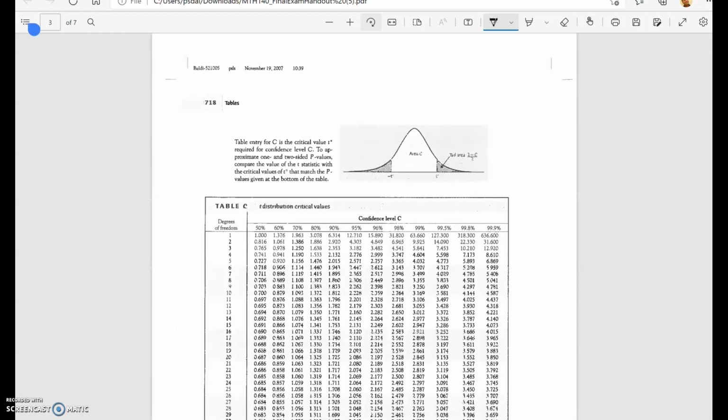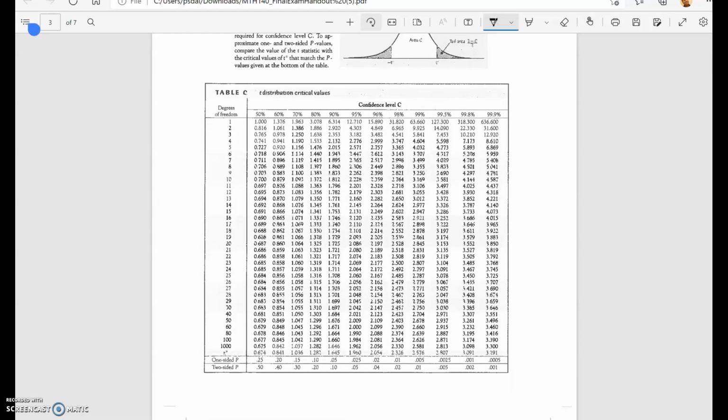Then you're also given table C. For the t distribution, you can find the one-sided and two-sided p-values given the degrees of freedom. You can also find the t star based on the degrees of freedom and the confidence level. You can also find the z star in the same table.